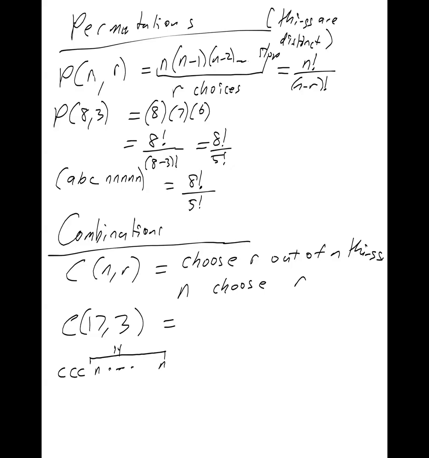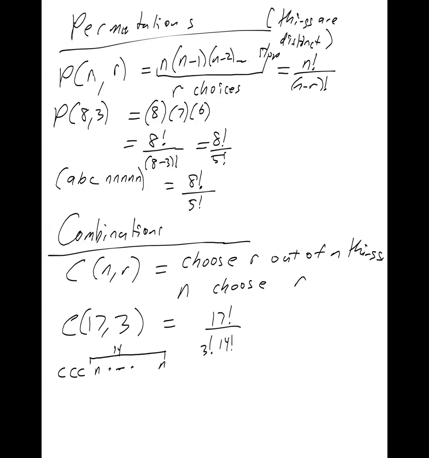So how many words are there to make using the same process as for the word Mississippi? Well, you'd have 17 factorial, and then you'd have 3 factorial because you have 3 duplicate C's, and then you have 14 factorial because you have 14 duplicate letter N's. So there's 3 chosen, 14 not chosen. That's basically saying how many ways are there to make a word out of 3 letter C's and 14 letter N's, which would be 17 total factorial, then 3 duplicates and then 14 duplicates on the bottom.